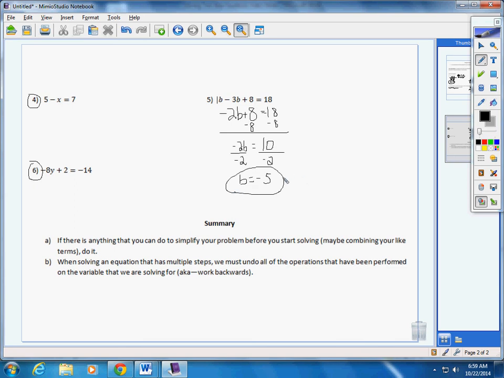Folks, you should be able to check that on your own. Take it back to your original equation, plug it in for b, you should get 18 equals 18.